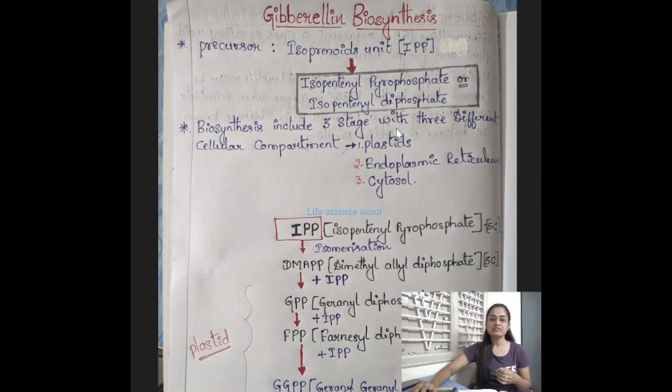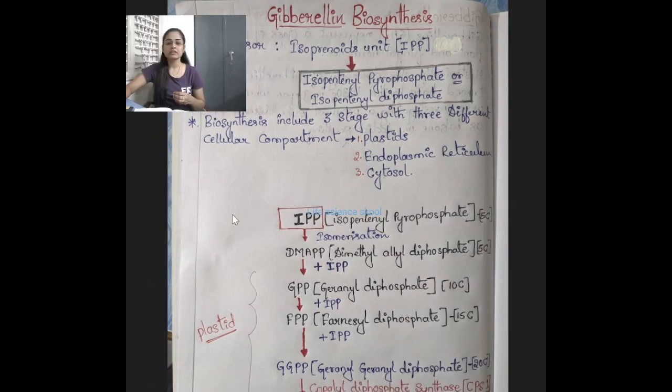Okay, in the first stage it is going to happen in a cellular compartment, that is the plastids, in the second stage in the endoplasmic reticulum, and in the third stage it is going to happen in the cytosol. Gibberellin, firstly it is going to start in the plastids. I have labeled here. From here to here it is going to take place in the plastids.